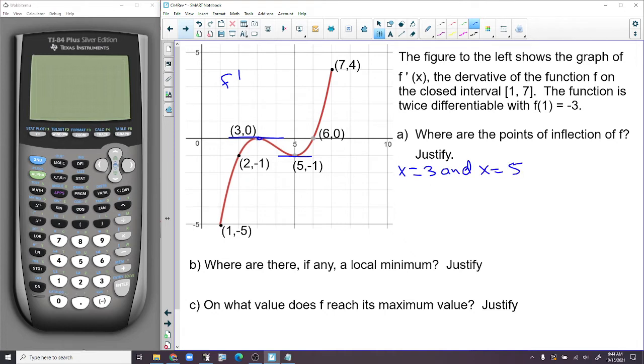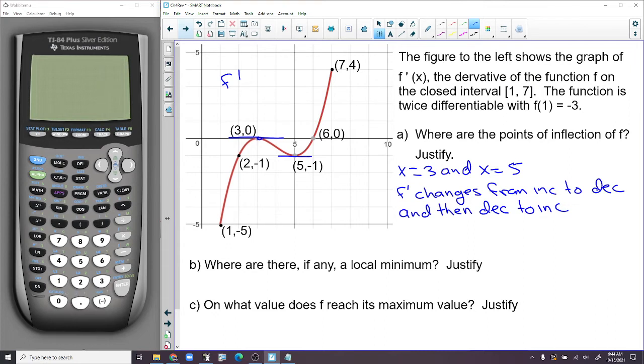Now, how do I know that? Well, f prime changes from increasing to decreasing, and then decreasing to increasing. So in other words, if the function is increasing, the slopes are positive. And the slope of the first derivative is the second derivative. So from positive to negative, then negative to positive, but we don't talk about slopes. We talk about the fact that f prime is increasing and then f prime is decreasing. It's switching. So there's the justification.